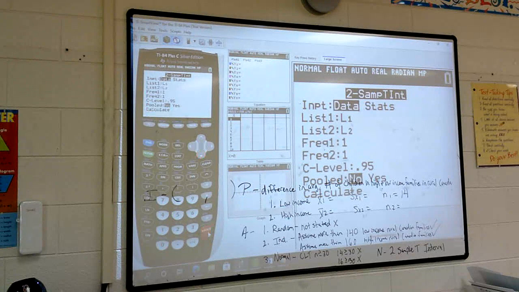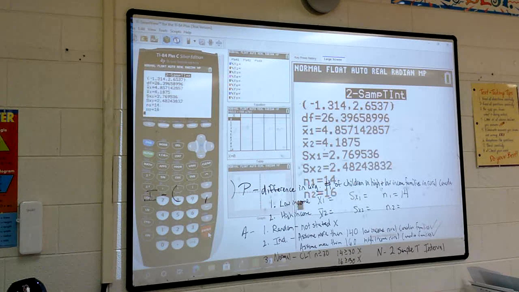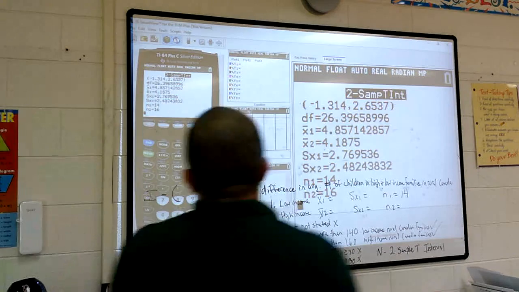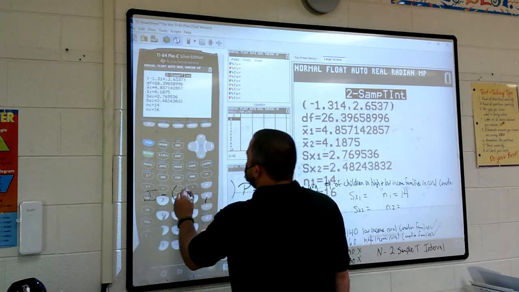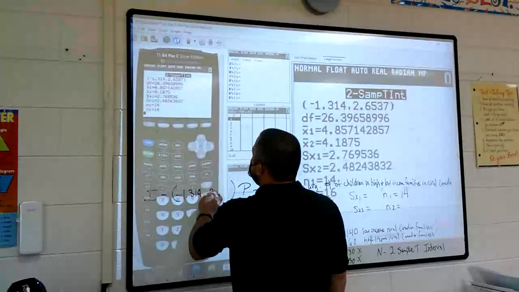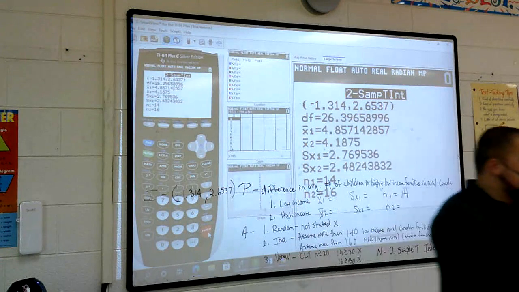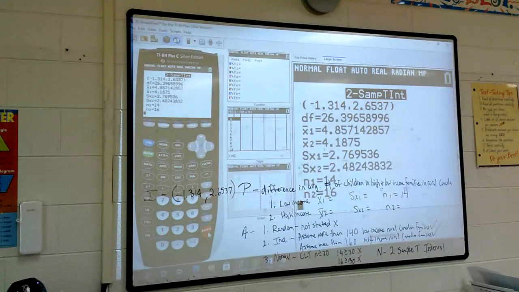All right, so calculate is going to give me, is that what you got? Yeah. Negative 1.314 to 2.6537. So 0 again is included in the interval, which again is not going to give us the difference between them. Now, there may be a difference. So let's go fill in the mean and standard deviation for these.